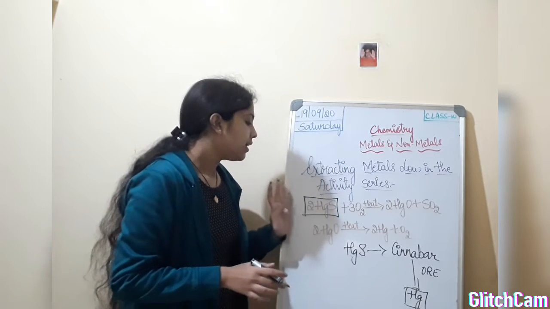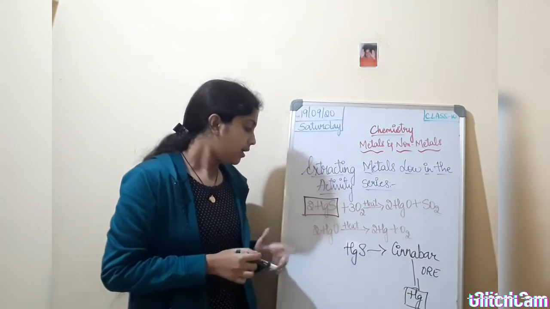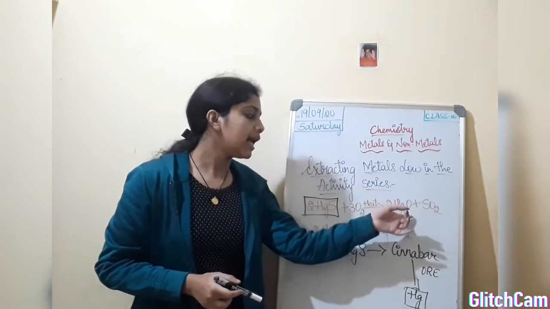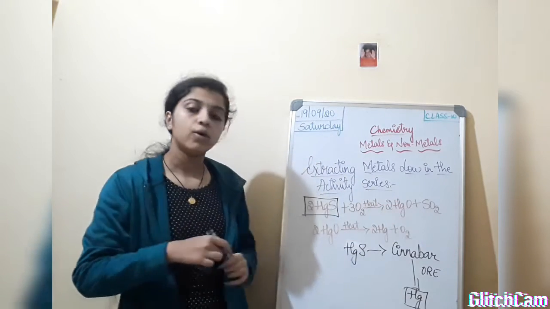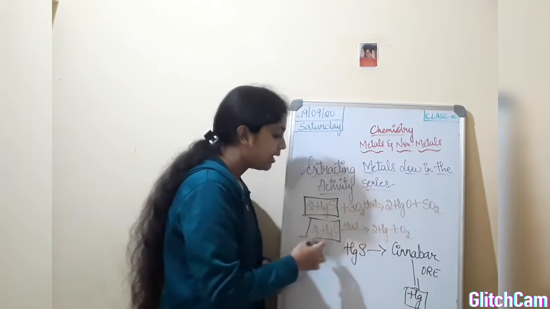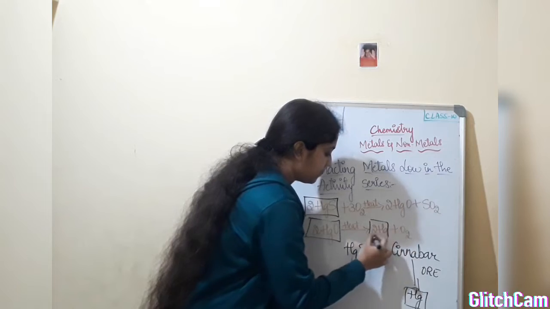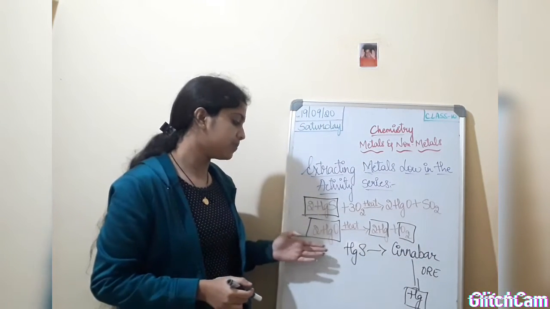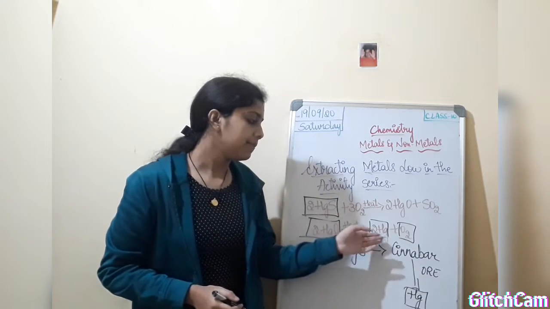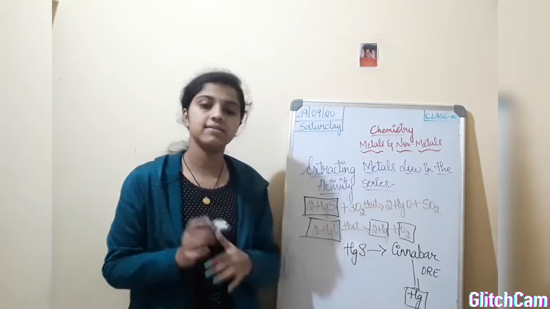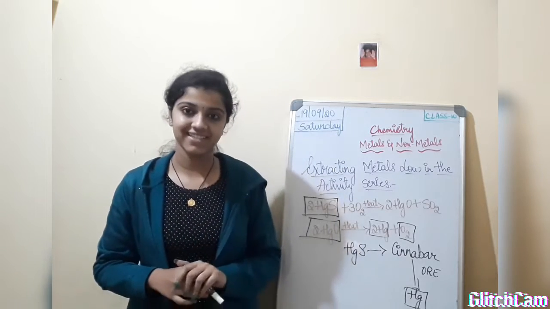Now HgS is reduced by heating to mercuric oxide. Then mercuric oxide, only by heating, is reduced to mercury and oxygen. So this is how we extract metals low in the activity series.